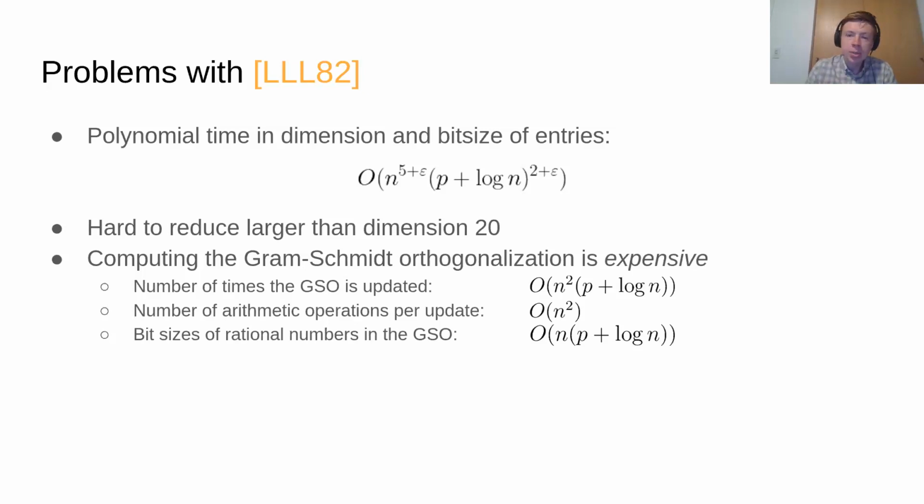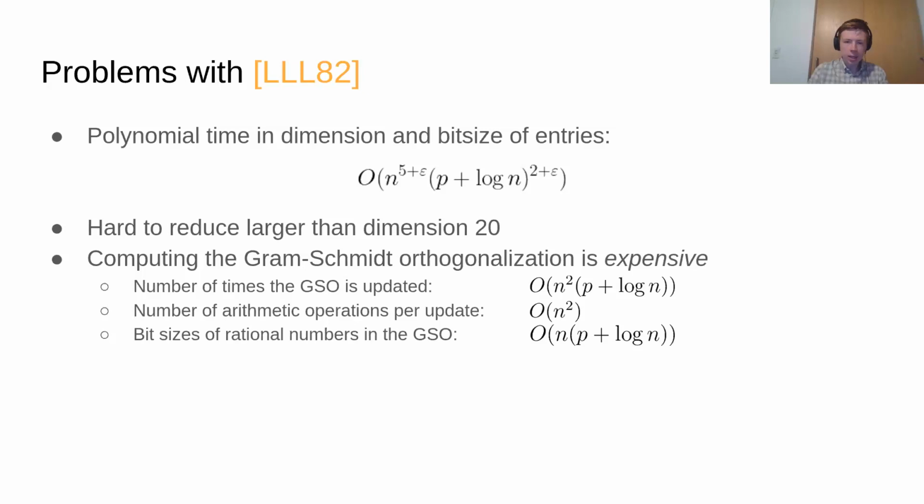The reason the LLL algorithm is so expensive is because computing this Gram-Schmidt orthogonalization and the orthogonal components is an expensive process. So we have to update the Gram-Schmidt orthogonalization quite a few times, and it's expensive to update the GSO. And the size of the numbers that we need to maintain in the Gram-Schmidt orthogonalization is also quite large.